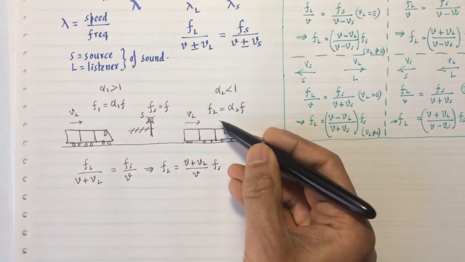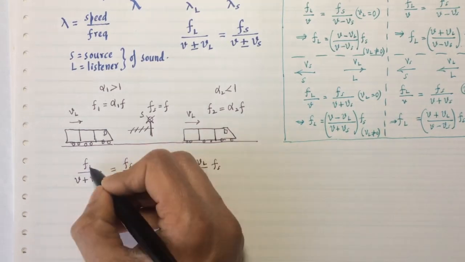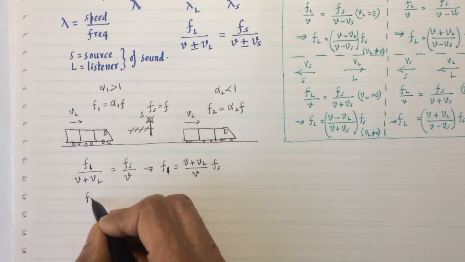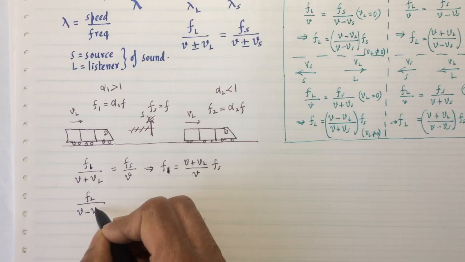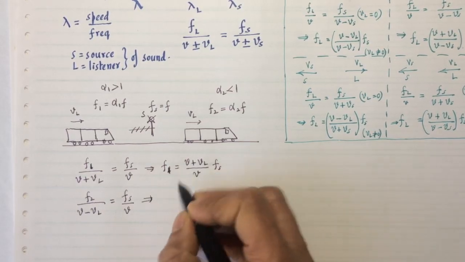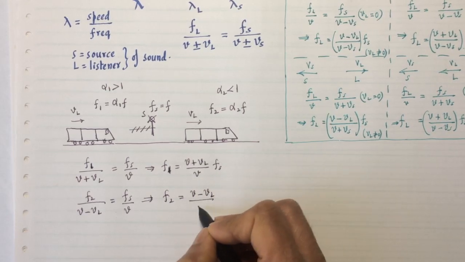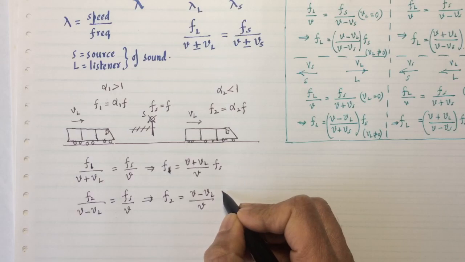Now for this stage, I'll call this F1. What about F2? It's opposite. You're going to have V minus VL divided by V, so F2 will be V minus VL divided by V times Fs.